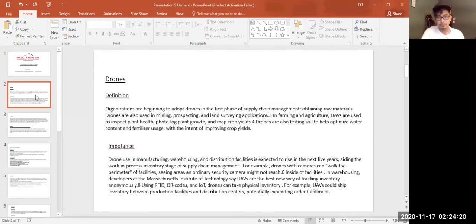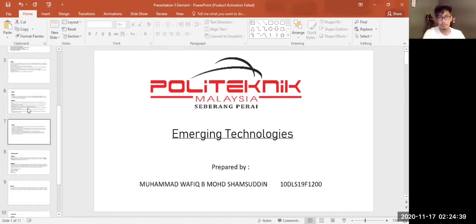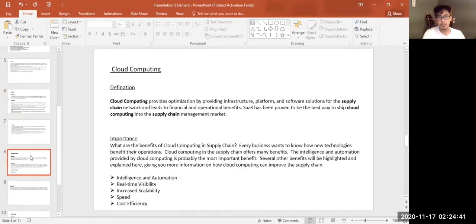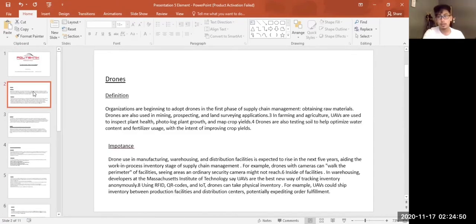So I will introduce emerging technologies. First, we have 5 elements of the emerging technologies. The first one is drone. Number 2 is autonomous intelligence. Number 3 is robot. Number 4 is cloud computing, and number 5 is social media. So we have 5 elements of emerging technologies. And I will introduce drone first.